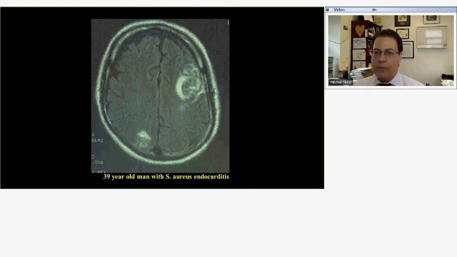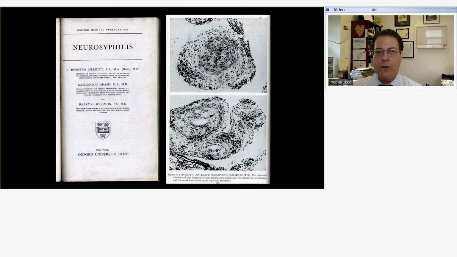Now, we're all very familiar, right, with the idea that certain specific infections can lead to stroke. Here's an example of a 39-year-old man who had Staph aureus endocarditis, and you can see he's had two infarcts, different sides of the brain, consistent with a cardioembolic etiology, and he had culture-proven endocarditis. That's not a mystery, and that's not really what we're going to focus on.